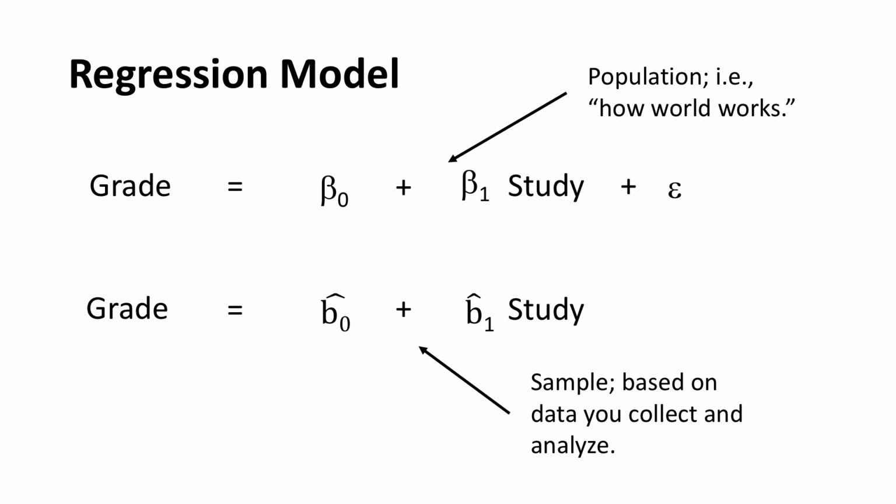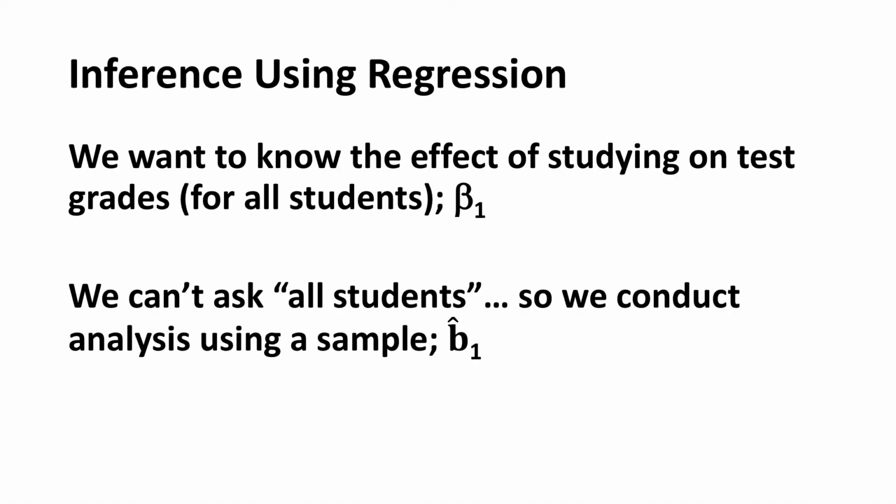So instead, I can do this analysis using information on a sample. So my sample regression model is grade equals b subscript 0 hat plus b subscript 1 hat times the amount of time you study. When we use information from a sample to say something about a population, it's called statistical inference. And we can do inference using regression analysis. So again, we want to know the effect of studying on test grades for all students. So that's this regression population parameter, beta subscript 1. Unfortunately, we can't ask all students about how much they study and their grades. So we conduct analysis using a sample, and we get a regression estimate of b subscript 1 hat.